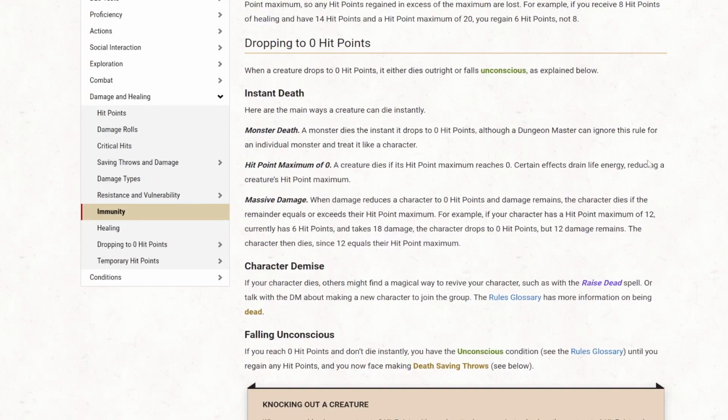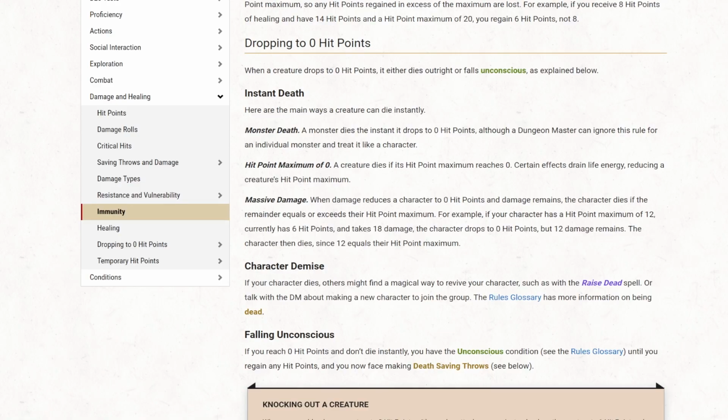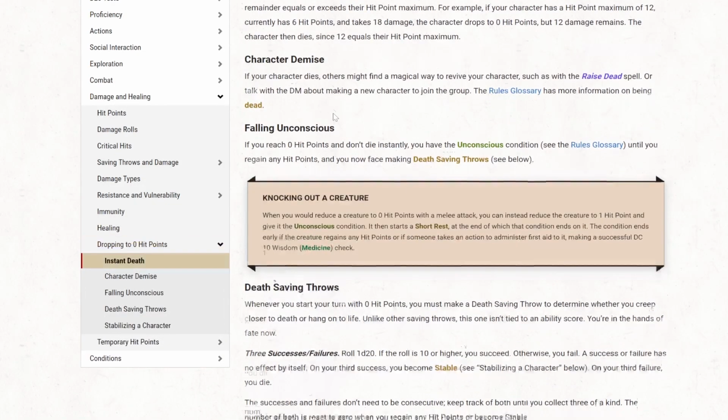Dropping to 0 hit points either dies outright or falls unconscious. So you don't get knocked unconscious. It doesn't say you can't die outright if you take enough damage. Massive damage, when it reduces you to 0 hit points and there's still damage to be done, the remainder meets or exceeds their max HP, they die instantly. So that's still on the table. Your max HP being reduced to 0 also could kill you instantly. And then otherwise, you fall unconscious.